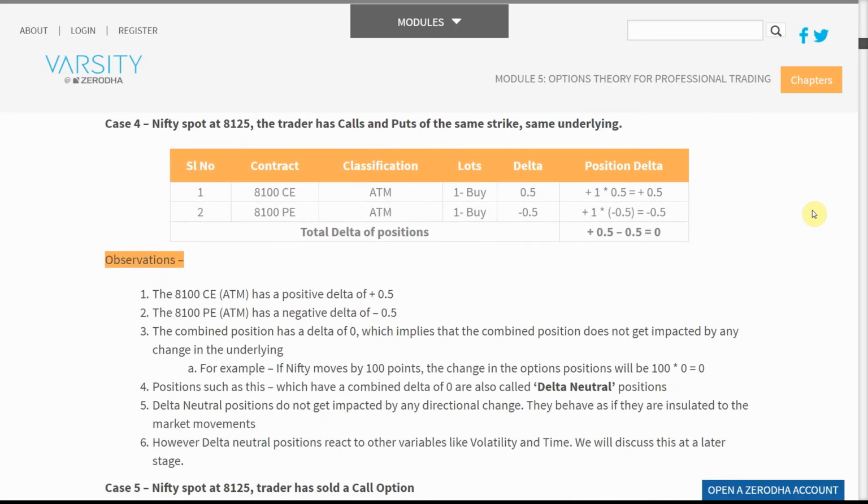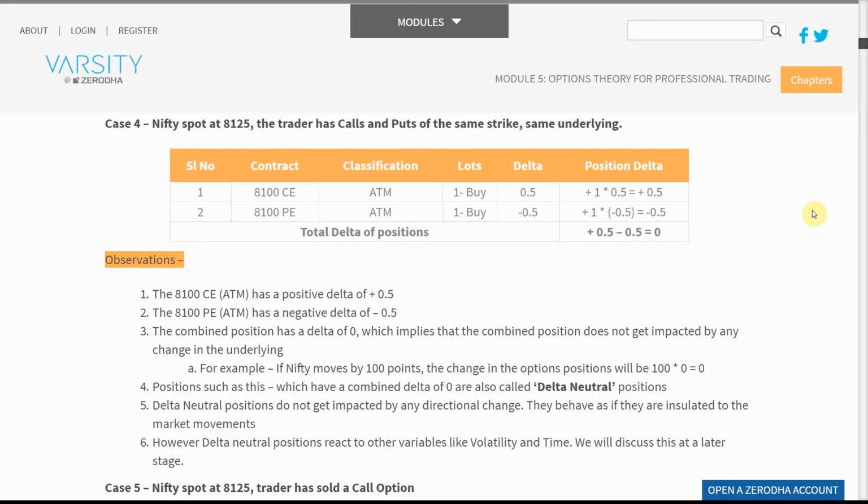Case 4, Nifty spot at 8,125. The trader has calls and puts of the same strike, same underlying. Serial number, contract, classification, lots, delta, position delta. 1. 8100 CE, ATM, 1 by 0.5, plus 1 * 0.5 equals plus 0.5. 2. 8100 PE, ATM, 1 by minus 0.5, plus 1 * minus 0.5 equals minus 0.5. Total delta of positions: plus 0.5 minus 0.5 equals 0.